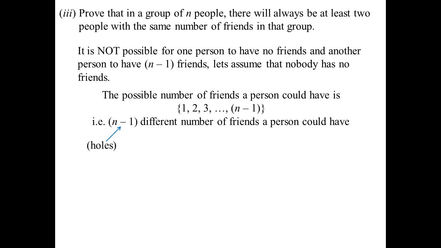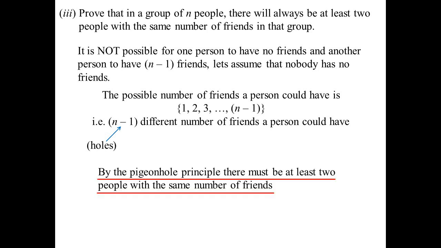We could ask each person, how many friends do you have? And then we'll put that answer in one of those holes, and so on and so on. But I'm going to ask n people this question, and I've got n-1 holes. So I must get to a point where I'm going to get 2 people tell me the same number. So by that Pigeonhole Principle, there must be at least 2 people with the same number of friends.